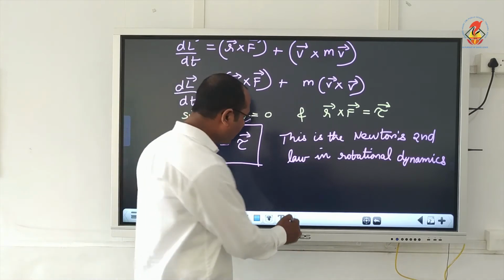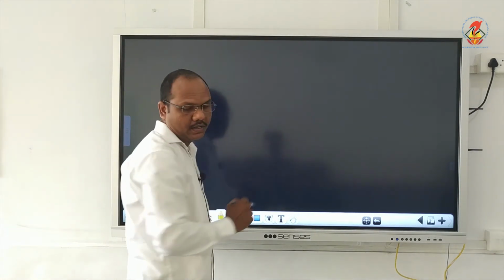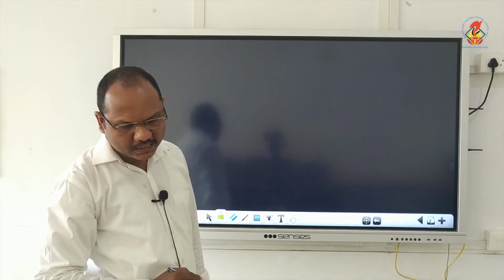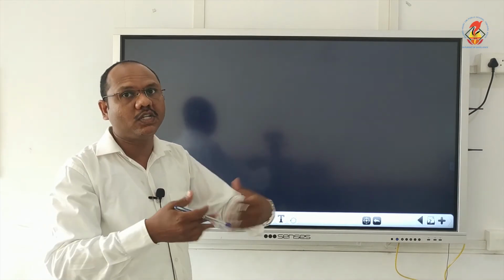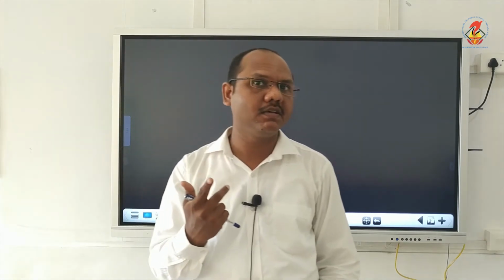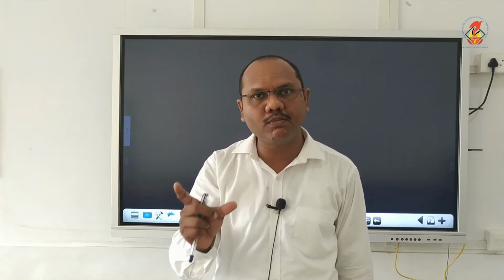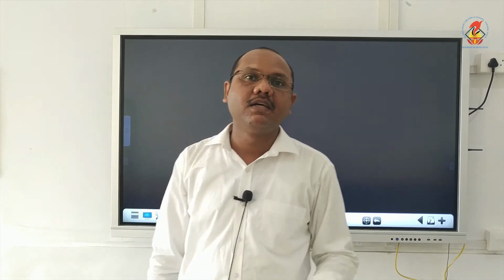Now we are going to derive one more expression, that is the relation between rotational kinetic energy and moment of inertia. We already know the equation for translational kinetic energy. When a body is moving in a straight line, that motion is called translational motion, and its kinetic energy is half mv square. Now we are deriving the equation for rotational kinetic energy in terms of moment of inertia.